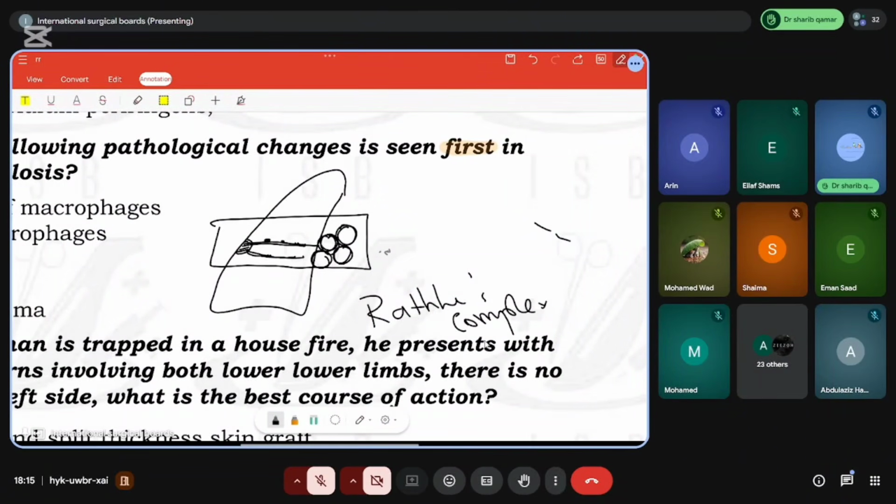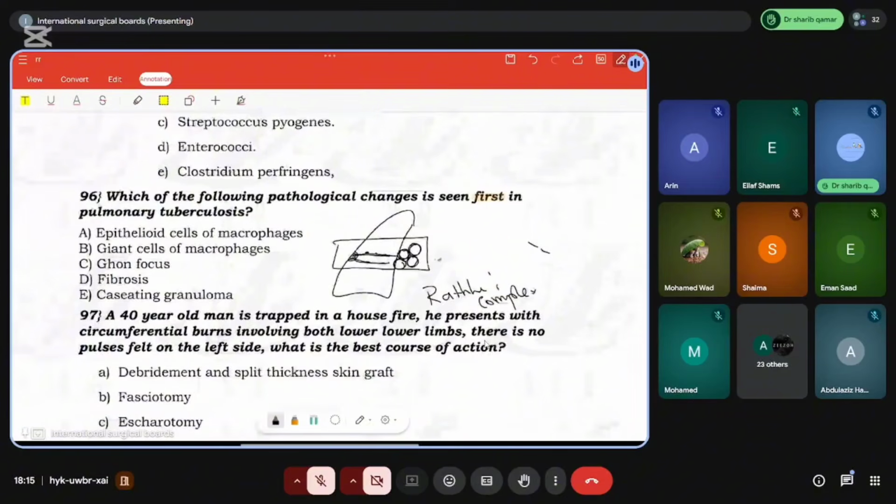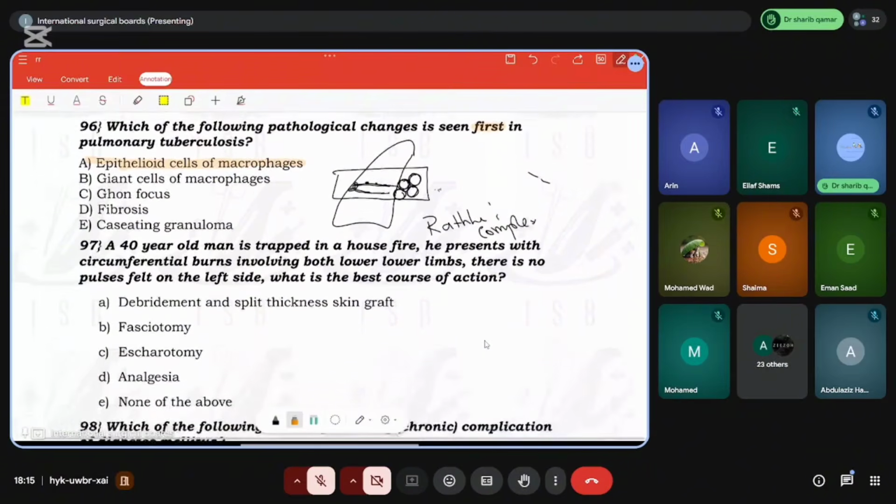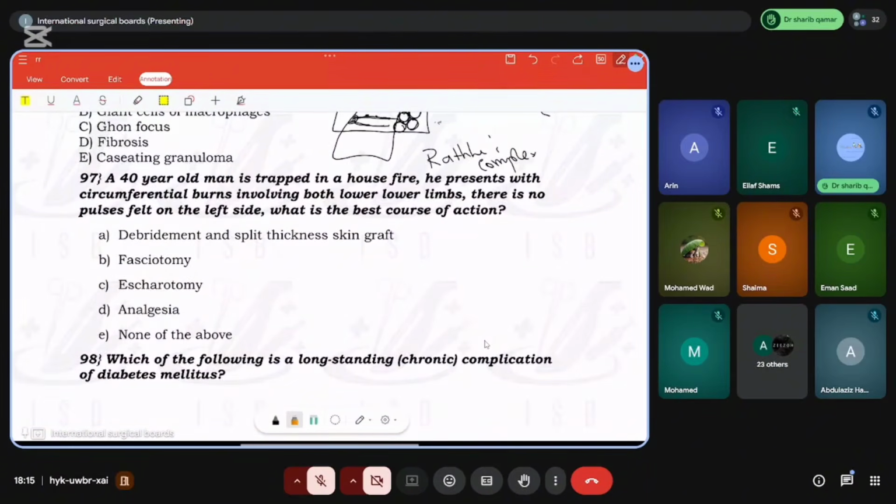Okay? So it means, for this question, they want the earliest change which is seen right after you inhale the tubercle bacilli: the appearance of epithelioid cells, which are derivatives of activated macrophages. Okay, let's see the next question.